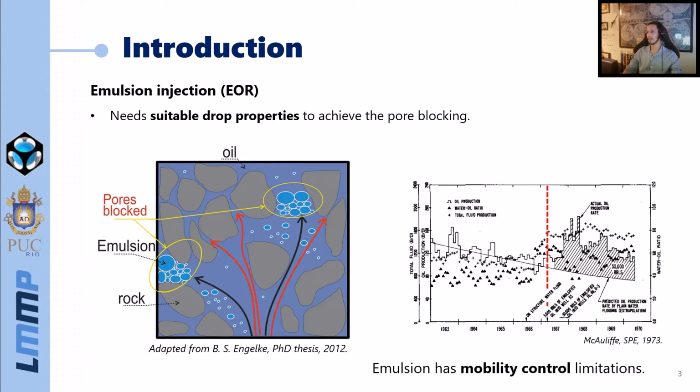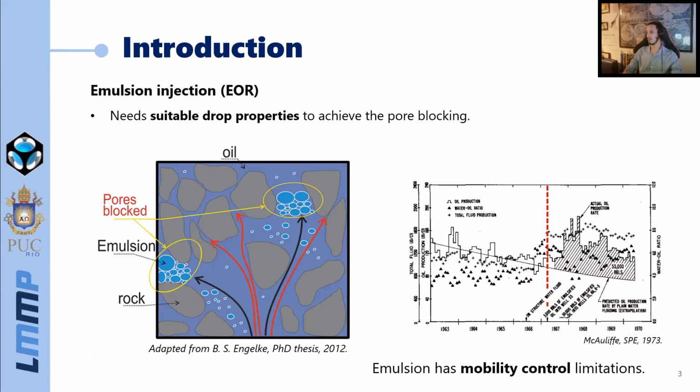A field test of this technique was performed by Microlife in the Midway Sunset Field in California in the 70s. The result showed an increase of oil production 3 months after the injection of a batch of 3,000 barrels of emulsified oil in water. After almost a year, other 30,000 barrels were injected. In the end, the oil production was 55,000 barrels higher than the expected without the emulsion injection.